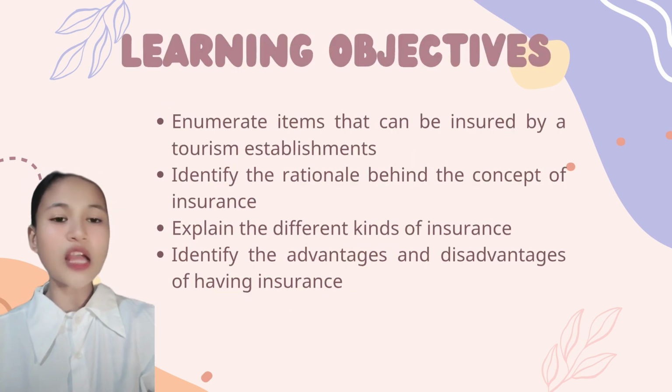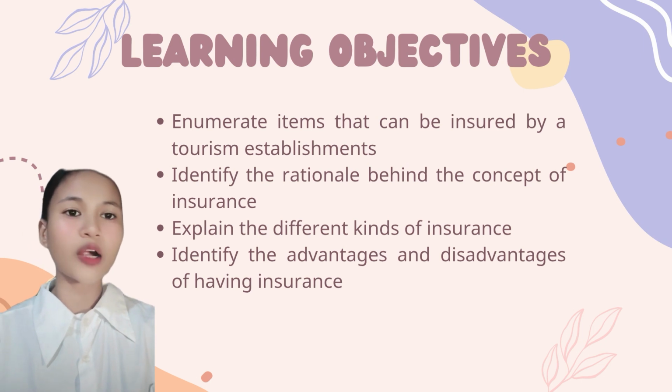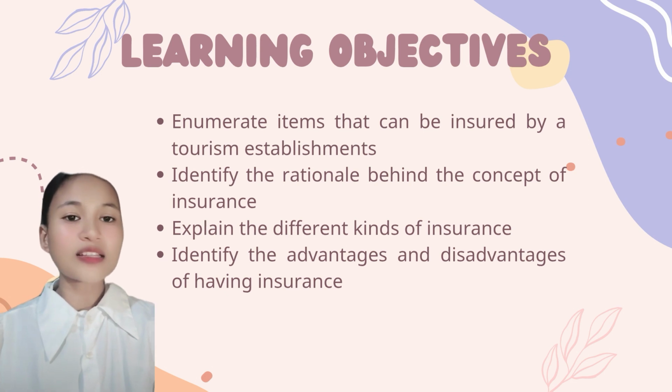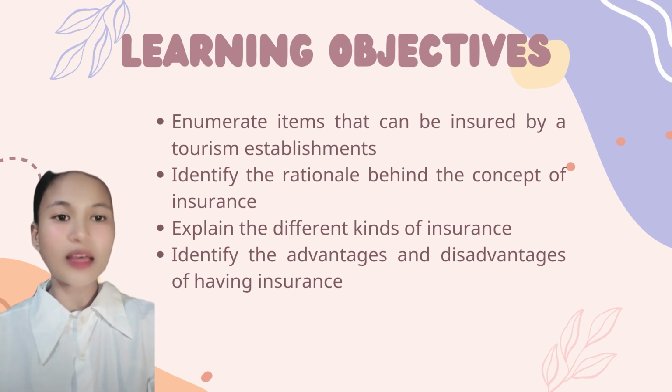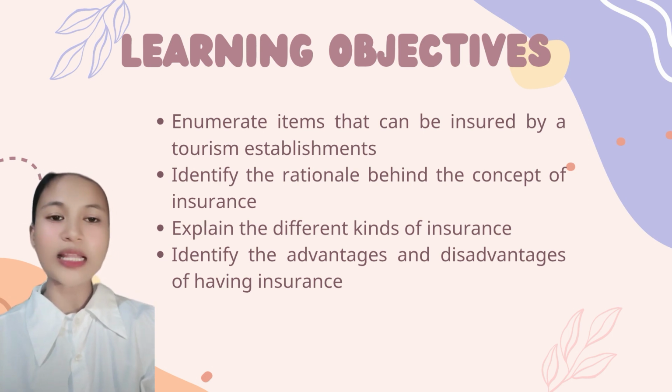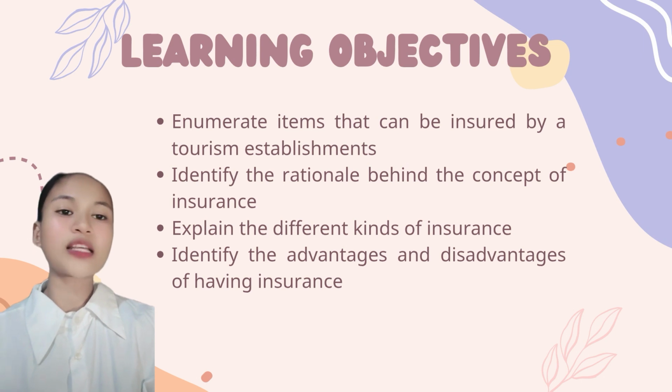By the end of this chapter, our learning objectives are: first, enumerate items that can be insured by tourism establishments; second, identify the rationale behind the concept of insurance; next, explain the different kinds of insurance; and lastly, identify the advantages and disadvantages of having insurance.